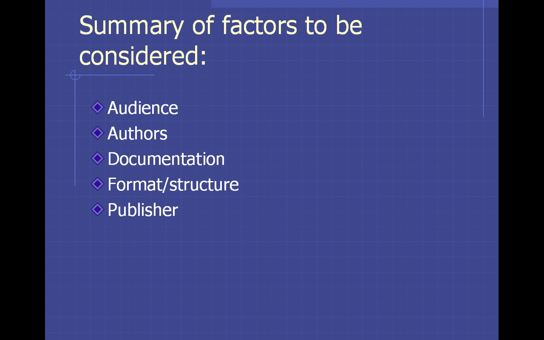The documentation is the next piece. This indicates the comprehensiveness of the publication and the analysis of the subject matter. Documentation is key to identify between popular and scholarly sources. The format and the structure of the article is also evident in identifying if it's a popular source, like a magazine or newspaper, or a scholarly source like a journal article. And then finally, the publisher is another factor to consider. Is this a standard publisher in the field?